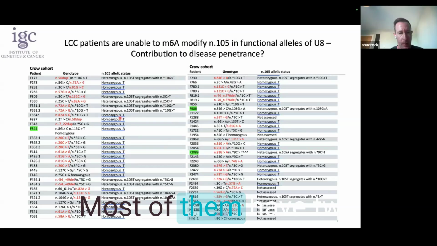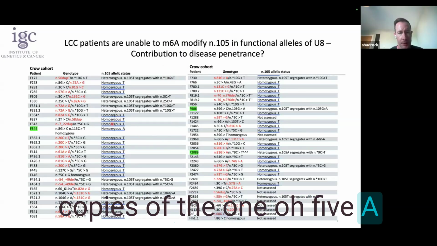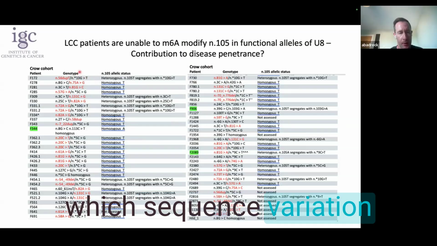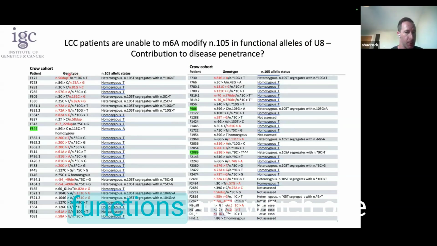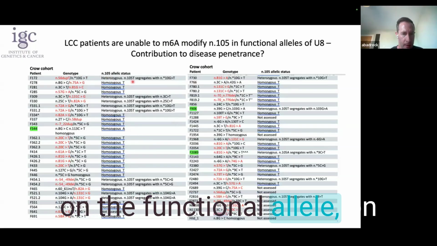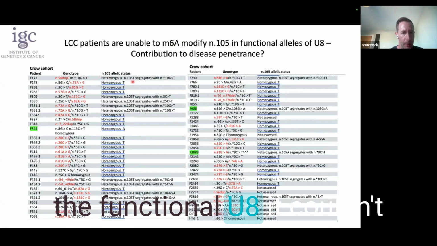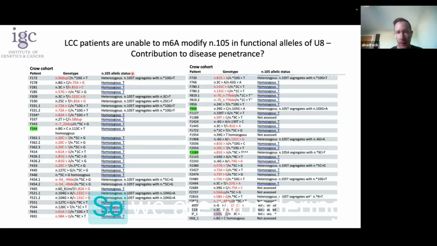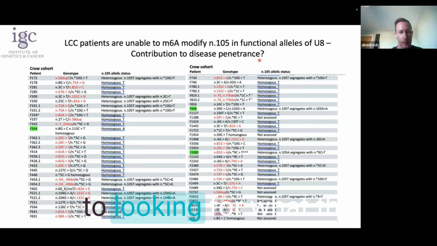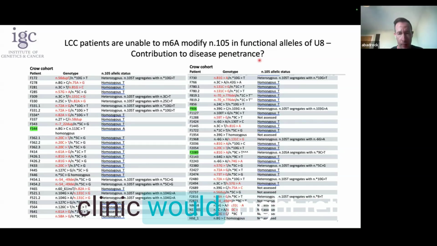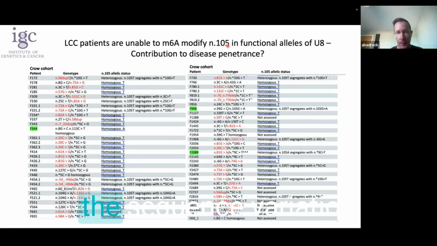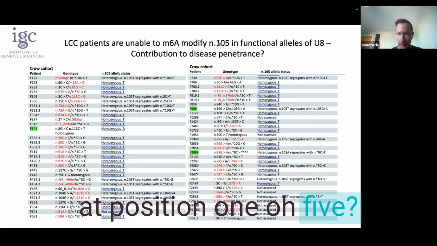Most of them have 2 copies of the 105 A to T, but because we knew which sequence variation causes LCC, which one functions and which one doesn't, we could see that on the functional allele, on the functional U8, it couldn't make a modification. So we are wondering whether, in addition to looking for what the clinic might refer to as mutations, we also need to look at the sequence variation at position 105.